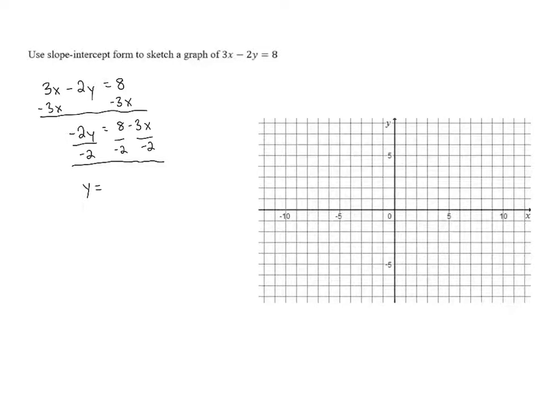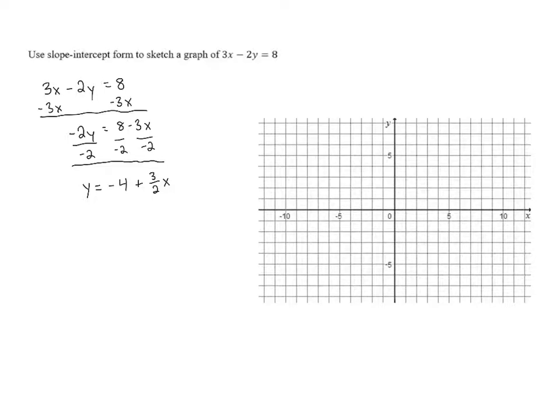This leaves us with y on the left. On the right, 8 divided by negative 2 is negative 4. And then the second term is going to end up being positive. Those two negatives will cancel, the subtraction and the negative. And we end up with 3 halves x. So we have y equals negative 4 plus 3 halves x.